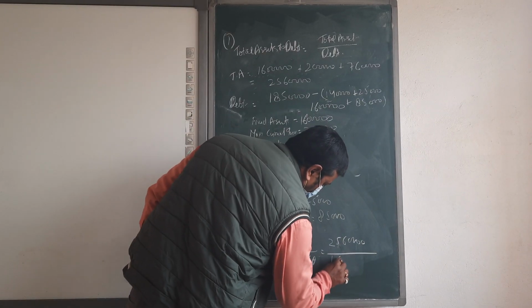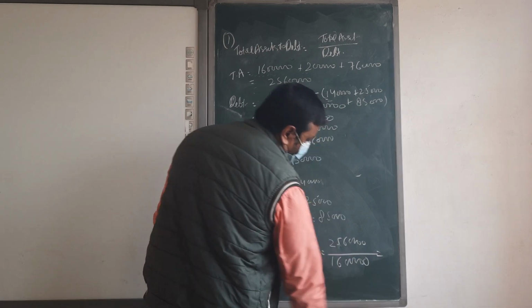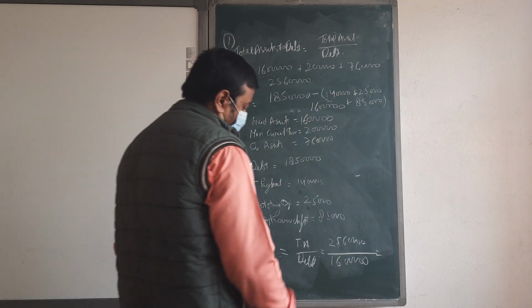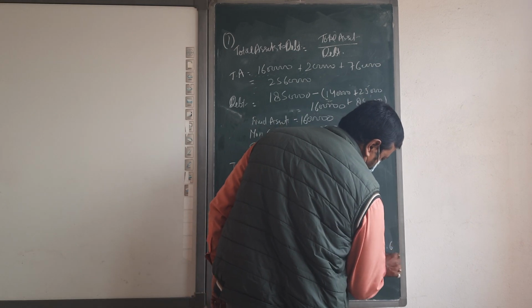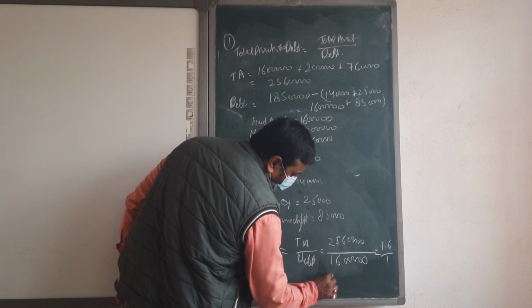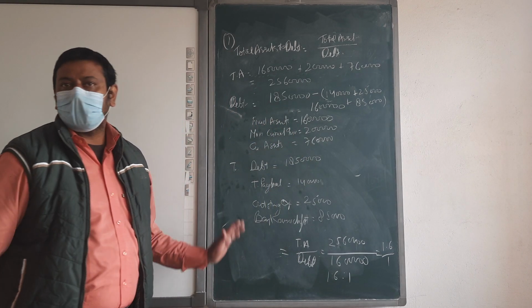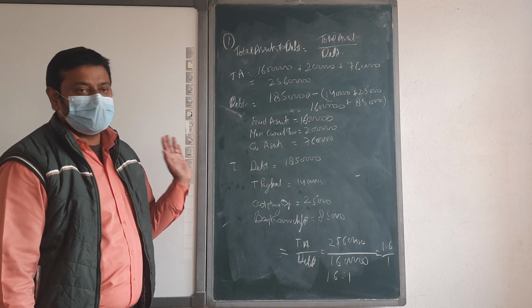Then this upon 16 lakh. What ratio is coming? 1.6 is to 1. 1.6 is to 1. Both are the same, beta. 1.6 is to 1. Okay, clear? Yes, sir. 1.6 is to 1.